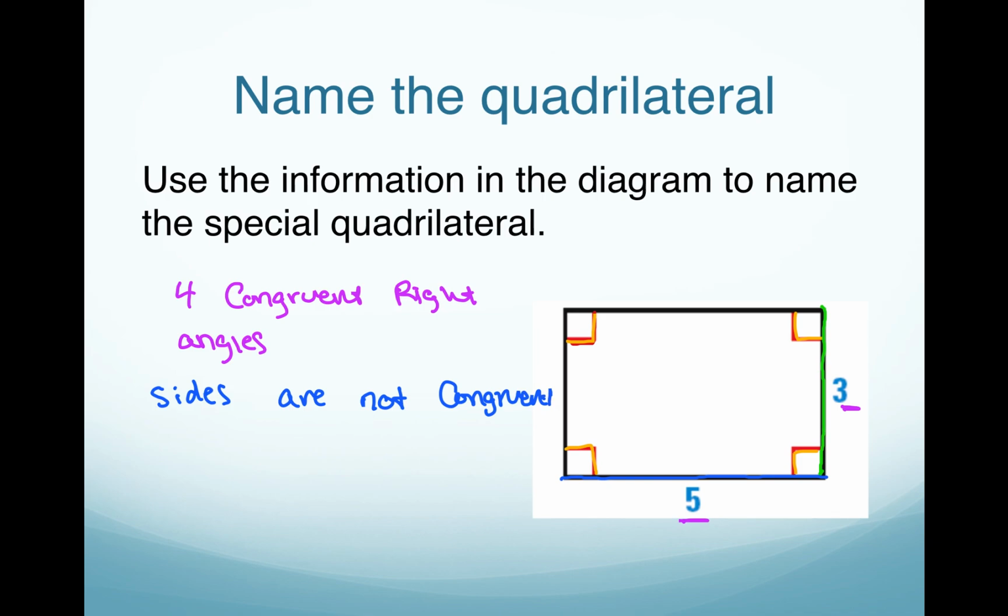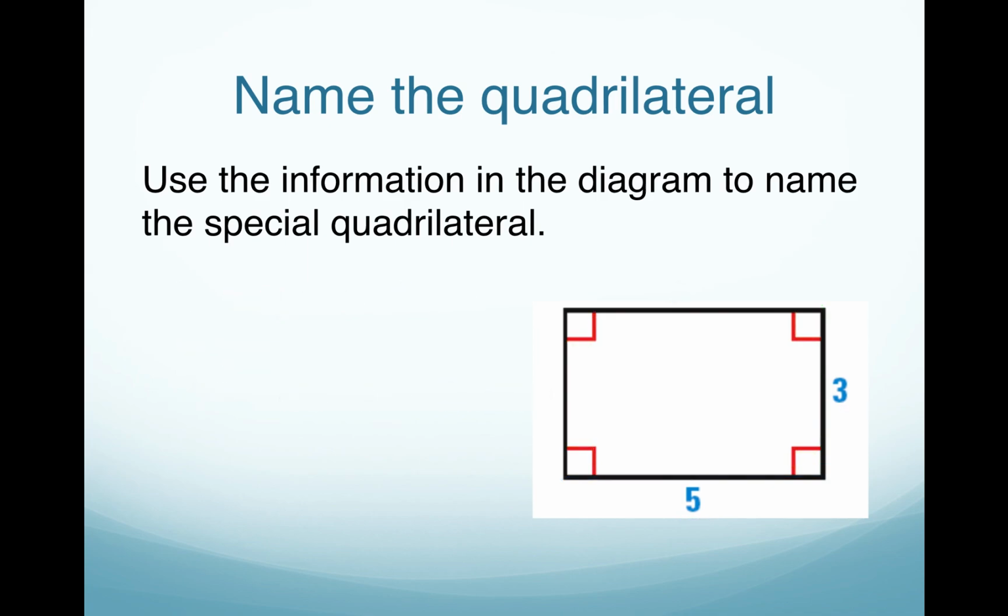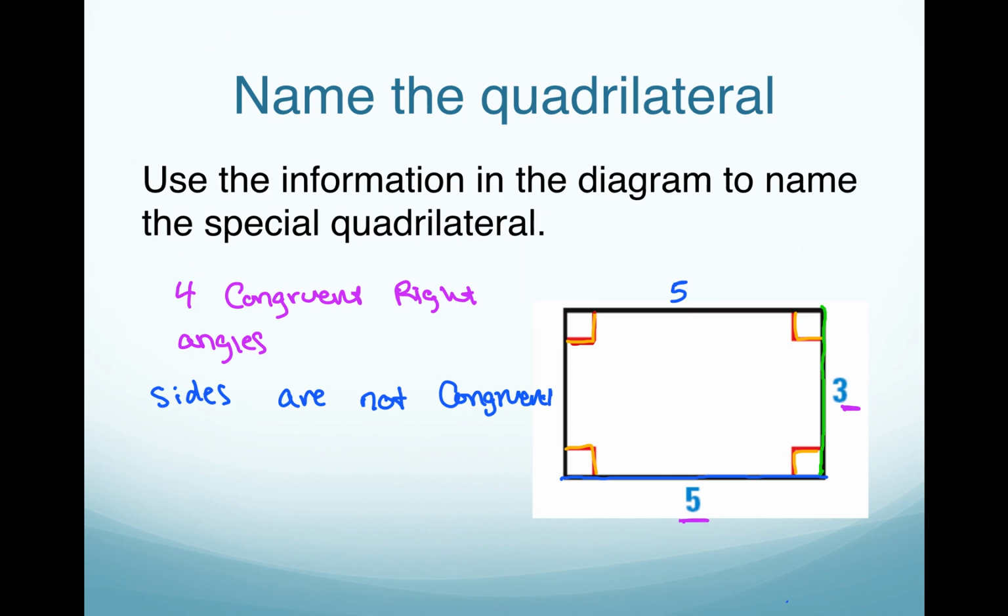If we wanted to, we could use our rectangle properties and label the other sides. This side would be 5, and this side would be 3. Oh, whoops. Sorry, there we go. This side would be 3. But we don't necessarily need to do that for this problem. So what quadrilateral do we know has 4 congruent right angles? That would be a rectangle.